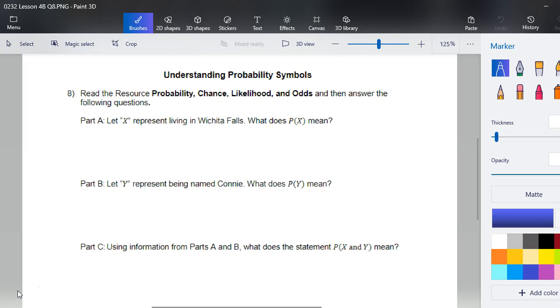Let's finish up this lesson talking about some probability symbols. Again, a reminder that in the back of your in-class notebook, you have resources, and one is titled Probability, Chance, Likelihood, and Odds. I encourage you that when you hit pause before doing question 8, you go ahead and glance through, look at, print, highlight, underline information on that resource. Go ahead and hit pause, and then come back and we'll do question 8 together.